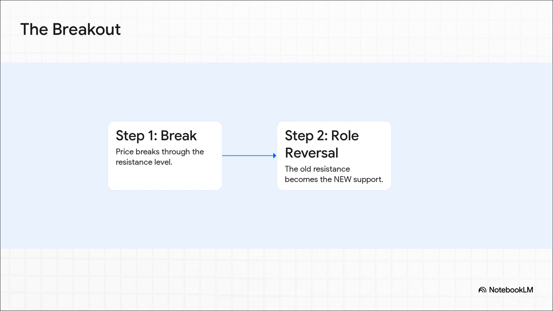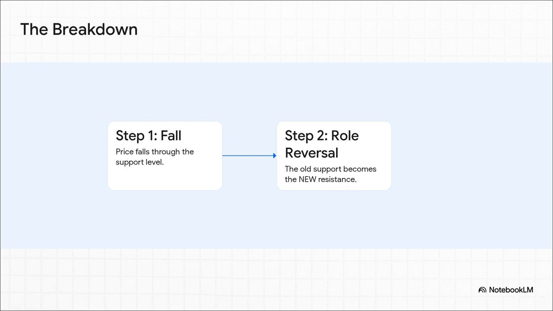Okay, so here's the really cool part. It's not just about breaking through. It's about what happens next. Step 1, the price smashes through that old resistance. But step 2, and this is absolutely key, that old ceiling, it becomes the new floor. The whole psychology just flips on its head. Suddenly, everyone sees that old resistance level as a new place to start buying. It's a total role reversal.